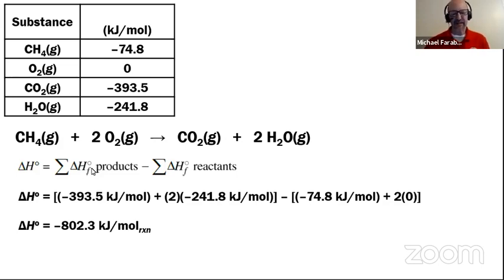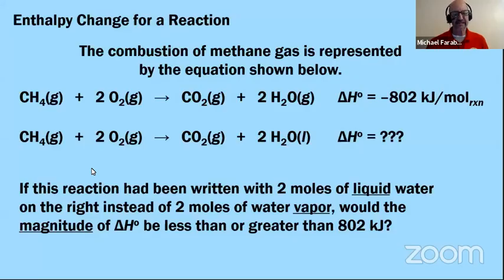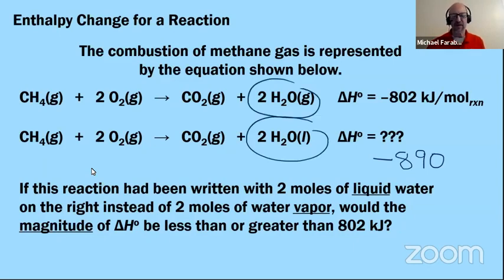Now, earlier in this lesson, I had given you the combustion of methane, and I had said, if this reaction had been written with 2 moles of liquid water instead of 2 moles of water vapor, we talked about how the delta H would be greater in magnitude. In fact, it was roughly about 890. I was talking about how the difference between liquid water and gaseous water is about 44 kilojoules. So if I have 2 moles of liquid water and 2 moles of gaseous water, that difference between these two is around 88. Let's go ahead and do the calculations.